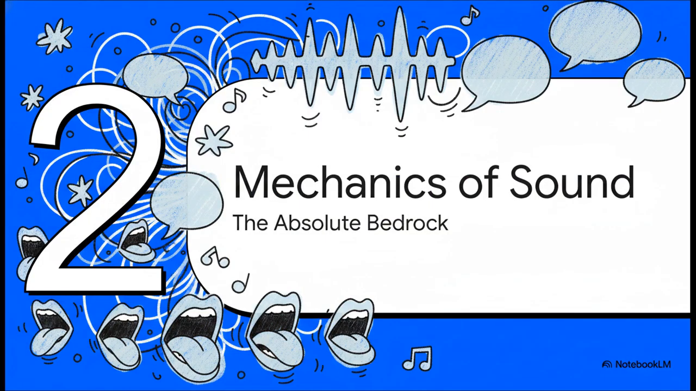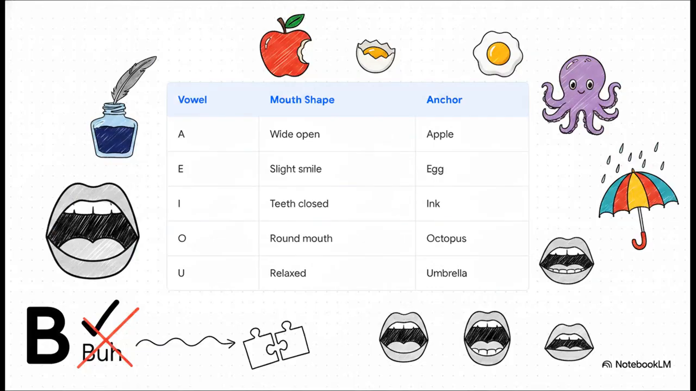Moving right along to Section 2, the mechanics of sound. Now, this right here is the absolute bedrock of our entire curriculum. Before we can read words, we absolutely must master phonemes and mouth shapes. These are your 5 short vowels. As instructors, you've got to model the physical articulation of these perfectly for your kids.